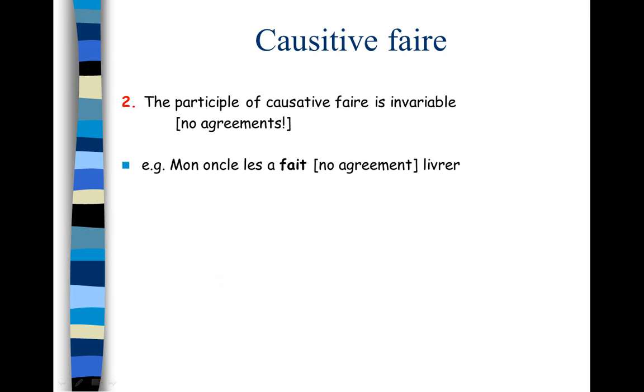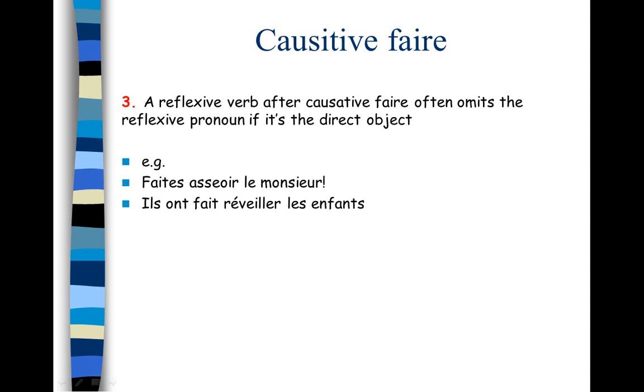The next little thing we need to look at, the participle of causative faire is invariable. That means it doesn't agree. That's something we need to remember because that's a bit specific. We know normally that preceding direct objects agree. If we have a compound tense and it comes before, if it's a direct object pronoun, it'll agree. If we have a relative pronoun like que, and it precedes the verb, we have an agreement. In this instance, though, with causative faire, no agreement. Mon oncle les a fait livrer. My uncle had them delivered. No agreement.